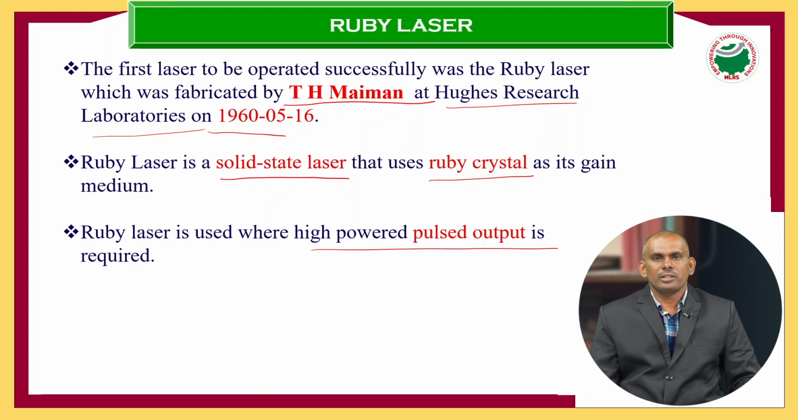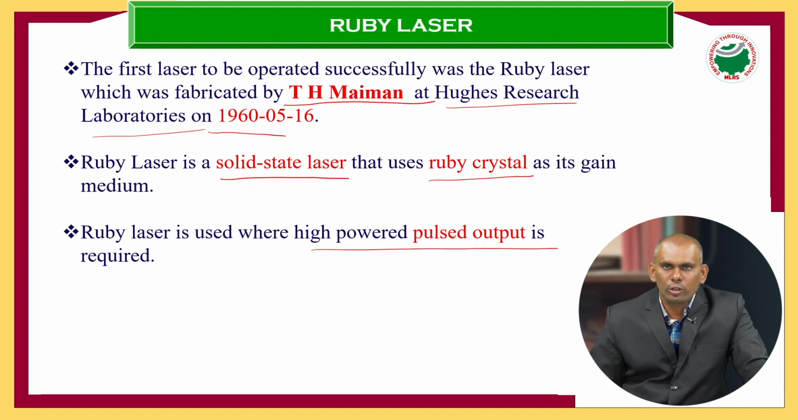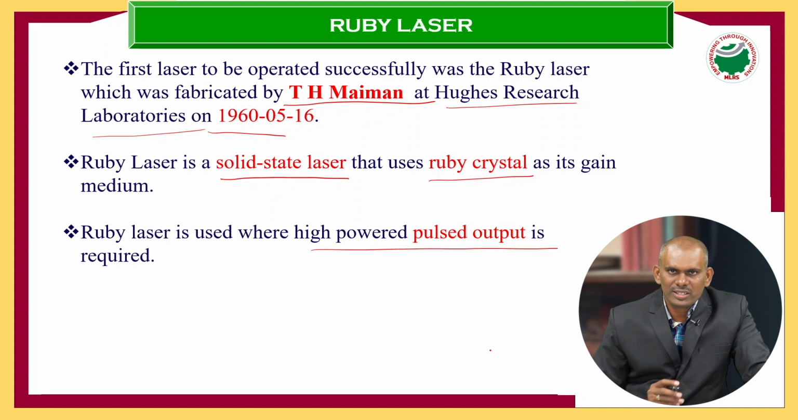So the output laser from ruby laser is a pulsed mode laser. The laser output is in pulsed mode. Pulsed mode in the sense, continuous laser output we cannot achieve from ruby laser system here. So that's why it is called pulsed mode laser also.